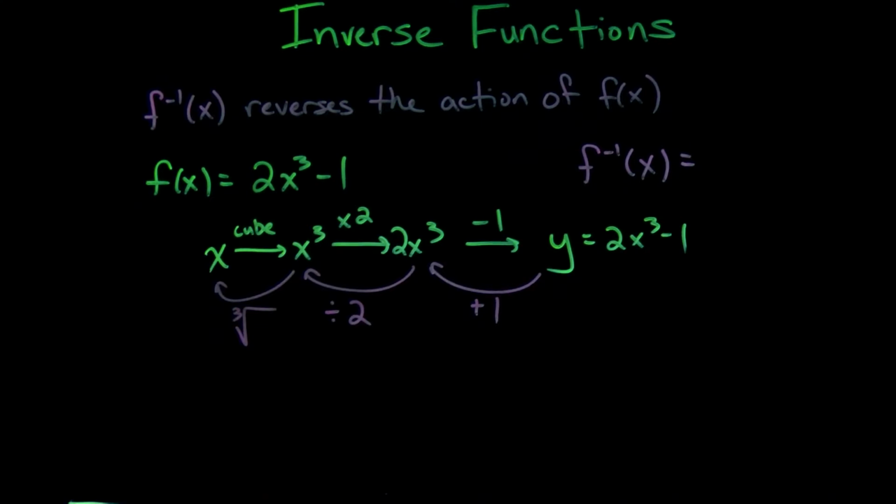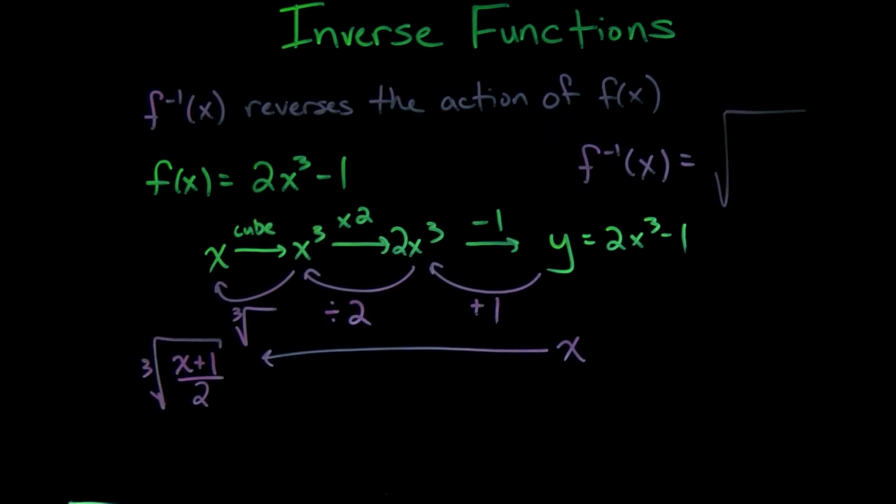So in other words, if we were to start with an input of x, what are we doing? Well, we're taking our input, x, we're adding 1 to it, then we're dividing by 2, and then we're taking the cube root. So we need to completely reverse our steps in the reverse order. So again, we start with our input, we add 1, then we divide by 2, then we take the cube root. So our inverse function would be the cube root of x plus 1 over 2.